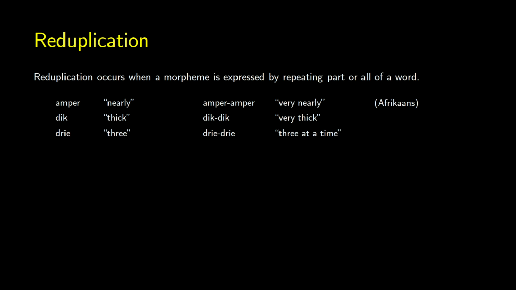If you get deek, that's thick, deek deek, very thick. Dry, three, dry dry, three at a time. So there's just a whole repetition of the form in order to make the very form or the three at once form. So a few different forms depending on which type of word is being attached to. So there's a really easy way to do this in the word-based model.